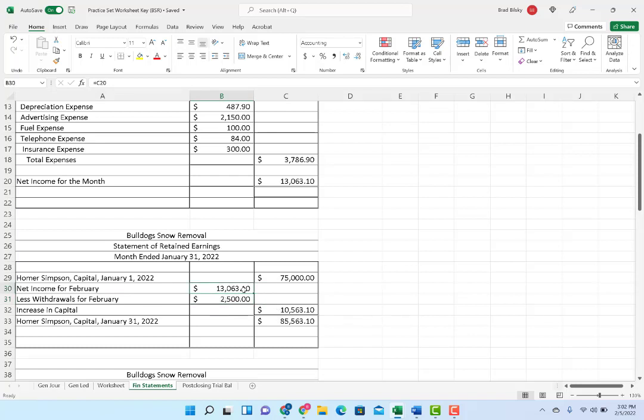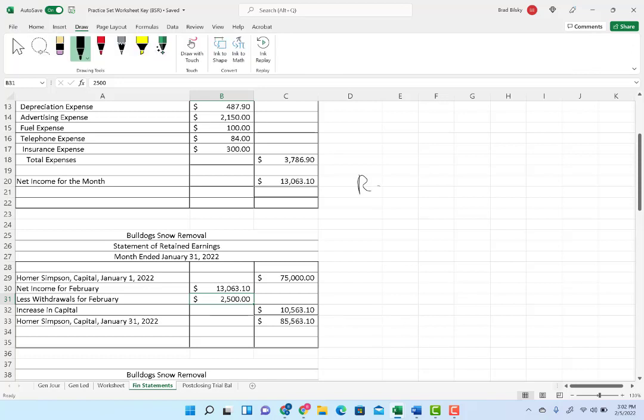So we go up 13,000 and change. We go down by 2,500. In total, our capital is going up 10,563. So we're taking the 75,000 plus 10,563. Our new capital is going to be 85,563 here. Now, notice if we did have a retained earnings account.